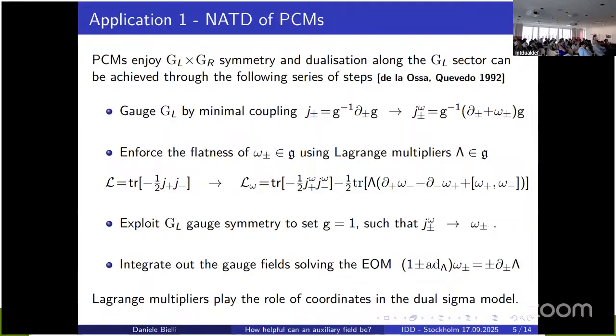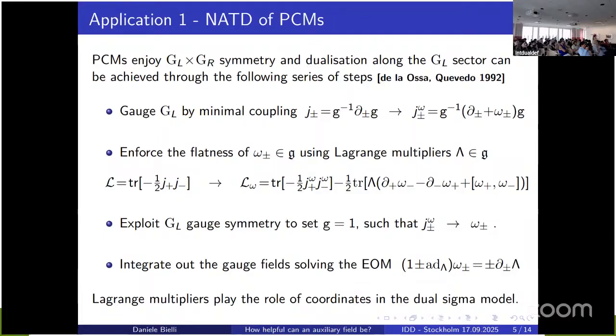And this term enforces the flatness of the gauge field and ensures that we can go back in the procedure if we want. The third step is exploiting this gauge freedom to get rid of the g, setting it to the identity, so that we are left only with omega and the Lagrange multipliers. At this point, the last step of the procedure consists in integrating out these gauge fields, by solving these equations of motion that you see here on the last bullet point. If we solve this equation and substitute back into the model, we obtain a new sigma model, called the T-dual, in which the Lagrange multipliers now play the role of dual coordinates.